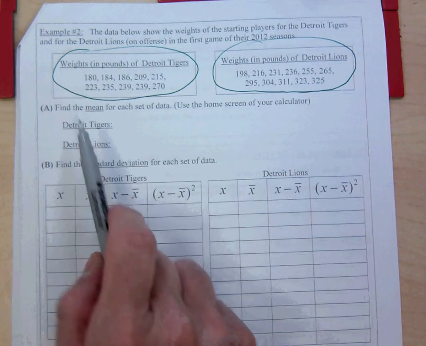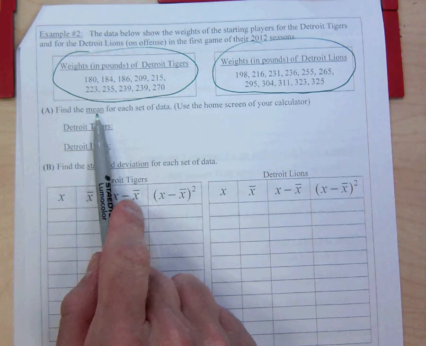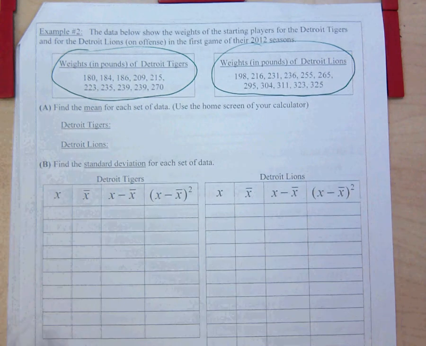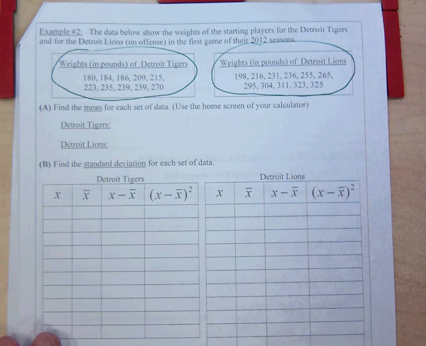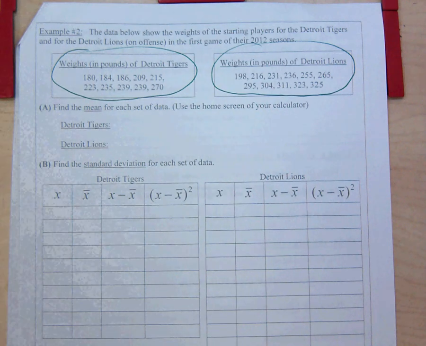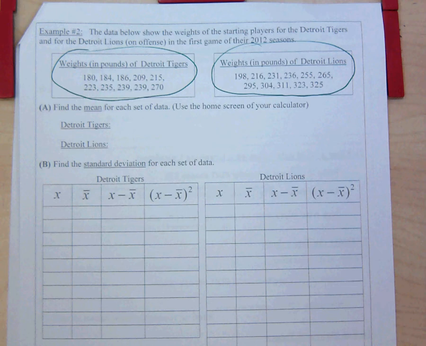We want to find the what? The mean. Okay? All right. I want this group here to find the mean of the Tiger players, and I want this group over here to find the mean of the Lions players. I'll give you guys a job in a minute. But let's go ahead and do that. Go ahead. Well, hold on. I'll let everybody try it.